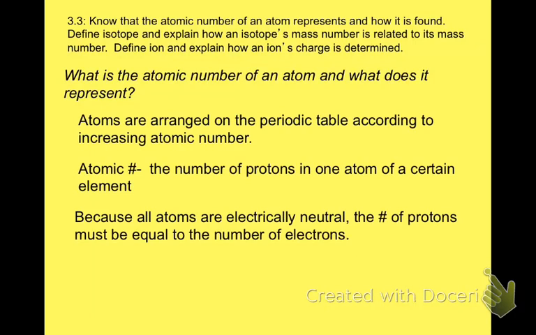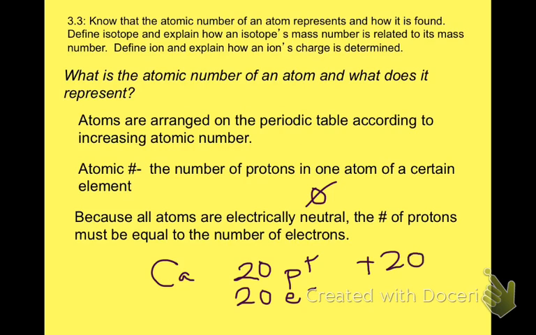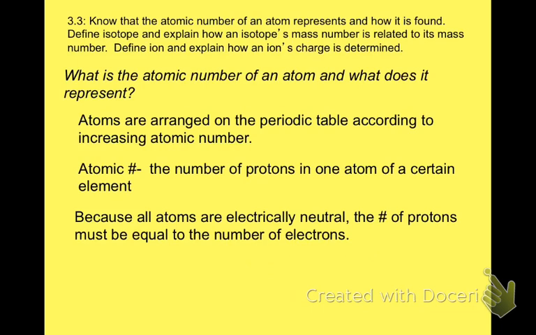Because all atoms are electrically neutral, that means that their charge overall is 0. The number of protons must be equal to the number of electrons. Therefore, if calcium, Ca, has 20 protons, it must also have 20 electrons, because if you have a plus 20 and a negative 20, overall, that is a charge of 0. So the atomic number in an atom, which is neutral, is also the number of electrons.